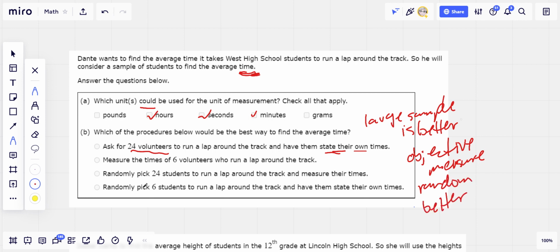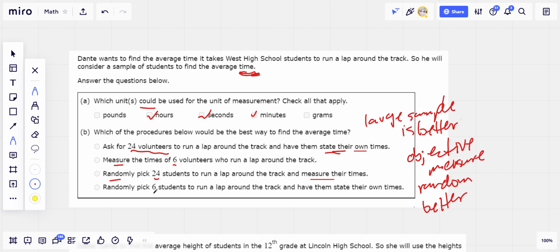So let's look at the next one. Measure the times of 6 volunteers who run a lap around the track. Well, measuring the time, that's definitely better than self-reporting. There's only 6 though. That's a pretty small sample. Let's see if we've got something better. This one says randomly pick 24. Okay, so it's randomly picked rather than volunteers. It's 24, that's a larger number. And then measure their times rather than reporting. This one looks promising, but let's read the last one here.